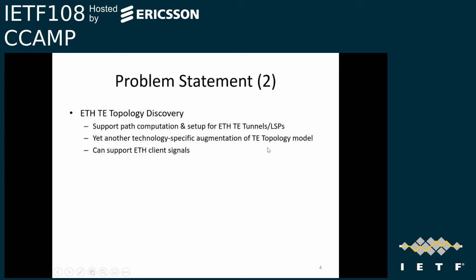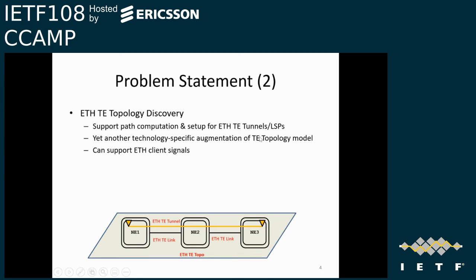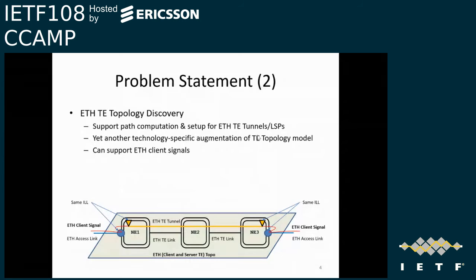Okay, click again, there should be some animation. Okay, this slide also supports the case where the tunnel that supports the service is also an Ethernet TE tunnel or LSP. And in this case, we need to associate the access link with the Ethernet TTP. And we also need to report the Ethernet TE topology, what are the Ethernet nodes and the Ethernet TE links, which can be used to do path computation and path setup of the Ethernet TE tunnel. Next one.